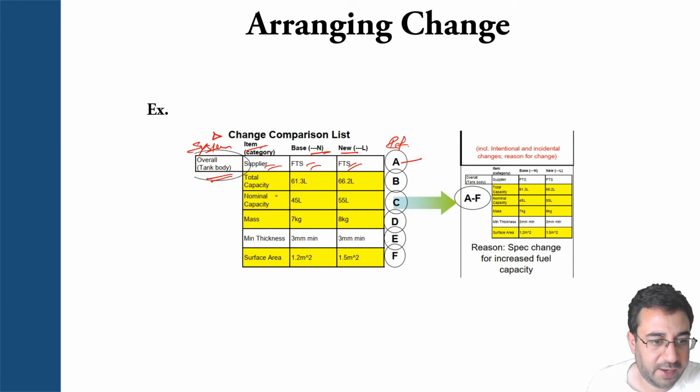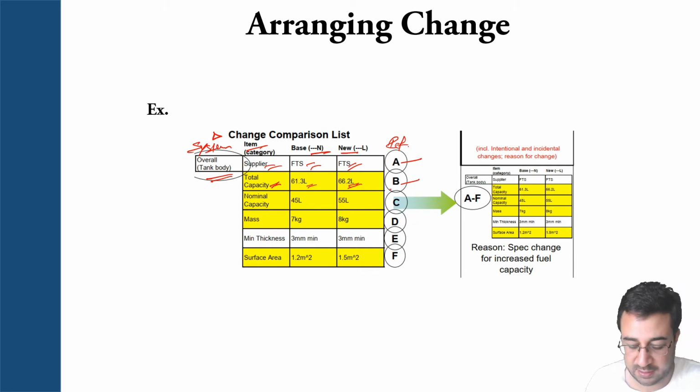So here we have an item, the total capacity. Total capacity was 61.3 liters in the previous design. In the new design, it's 66.2 liters. Now that's a change referenced in letter B. If you go back to the visualization of that exact DRBFM worksheet, you will find it calling out the tank body and telling you details about the total capacity. Then the nominal capacity, you have a difference as well, and the mass is going from this to this. All are called out: minimum thickness, surface area, all these are physical properties.